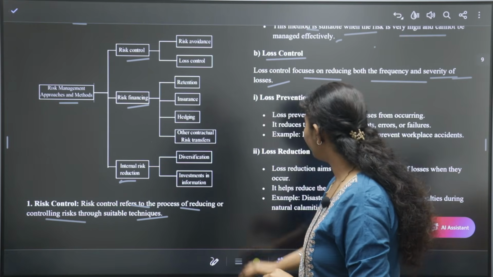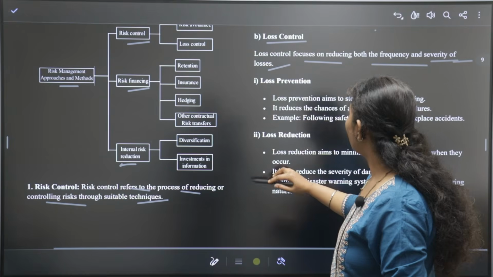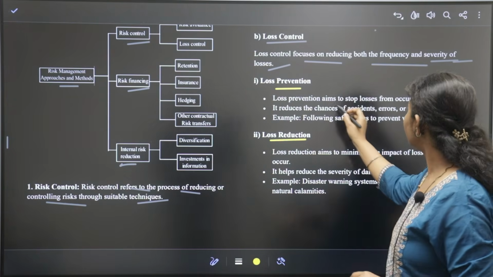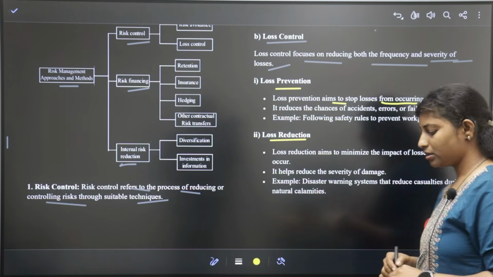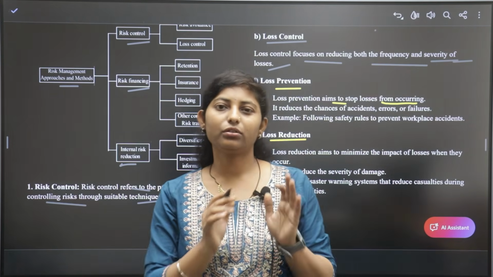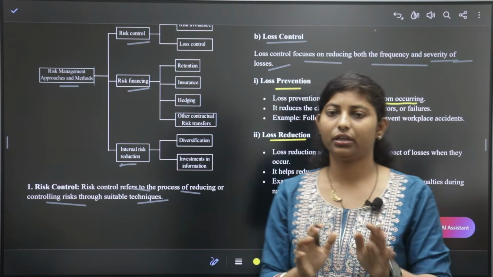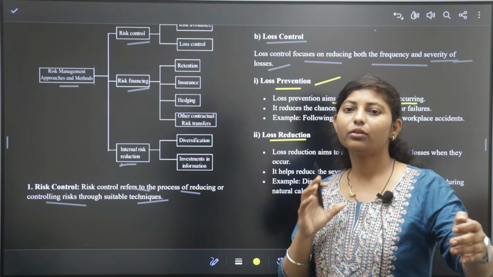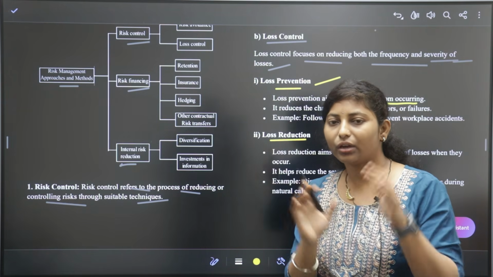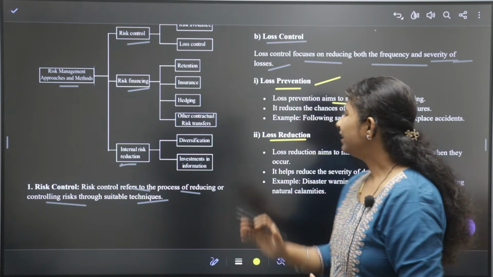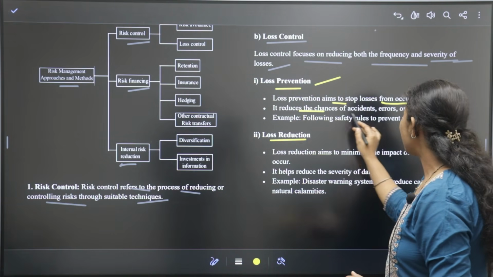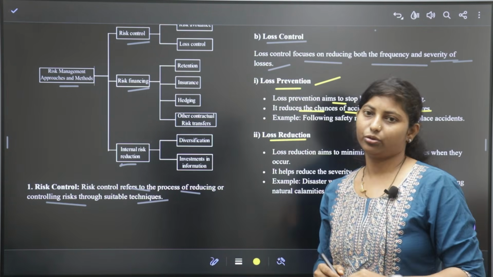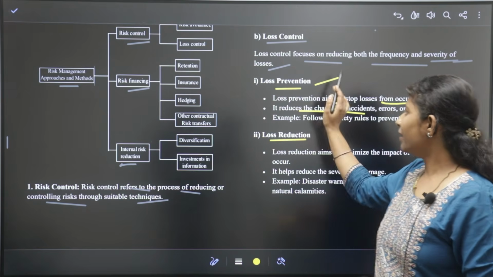Here we have two different methods of controlling loss: first is loss prevention, and second is loss reduction. Loss prevention aims to stop losses from occurring. Already you know that loss is going to occur, so you do some activity by which you can control such losses in your business. That is loss prevention. It also reduces the chances of accidents, errors and failures in such activities.